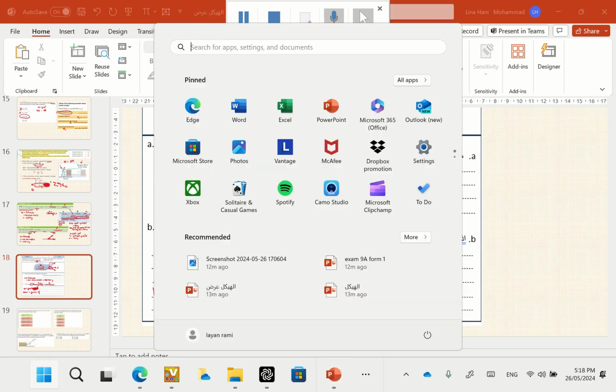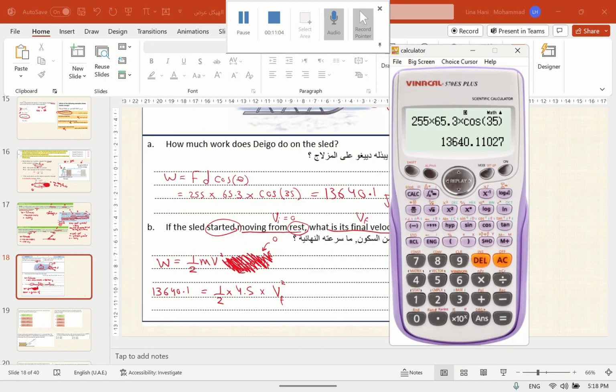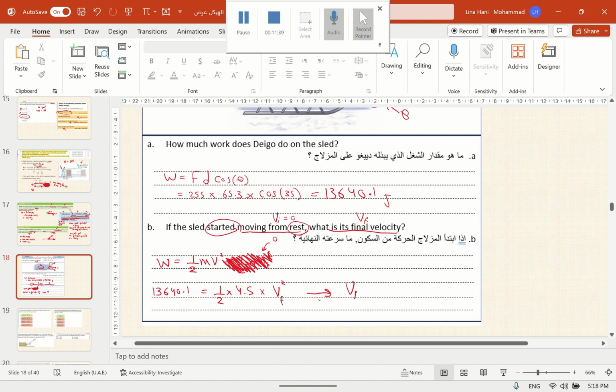Now on the calculator, you're going to put the equation and solve for the final velocity. 13,640.1 equals half, you can write half as 0.5, times 4.5 times the final velocity, which is the unknown, so I'm going to put it as x, but I will not forget the square. Then shift calc and equal. 77.8. So the final velocity is a whopping 77.8 meters per second.